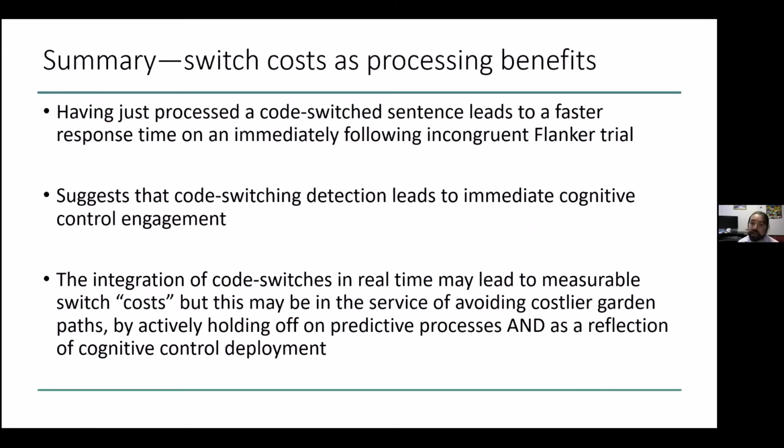So having just processed a code-switch sentence leads to a faster response time on an immediately following incongruent flanker trial. And this suggests that code switching leads to immediate cognitive control engagement. The integration of code switches in real time then may lead to measurable switch costs, right? Returning to these lab-based findings and trying to reconcile this typical effect, it might be in the service of avoiding costlier garden paths and also a reflection of engaging with cognitive control at the site of integration.